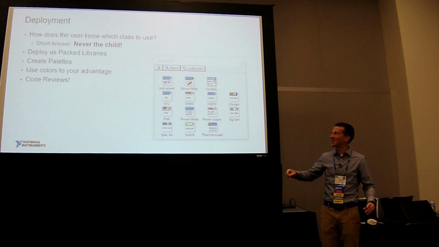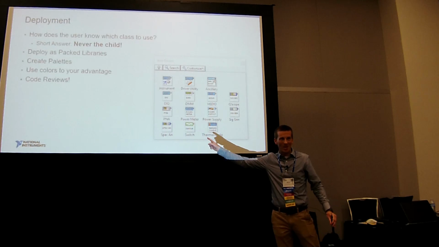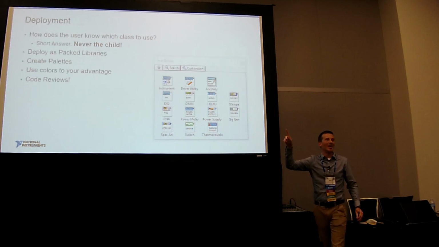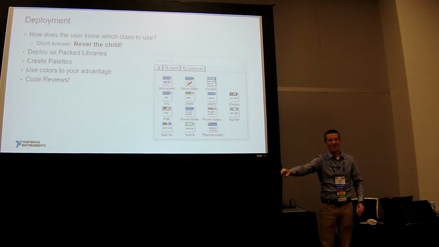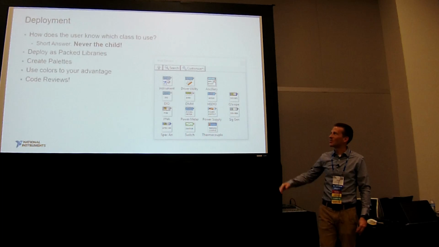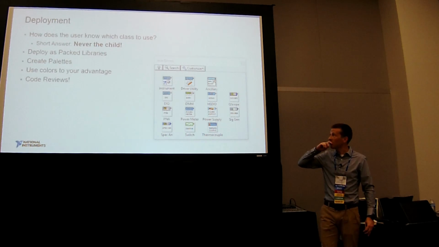So some tips there. The one at the bottom with the exclamation point is code reviews are super helpful for something like this, right? You need to be able to look at someone else's code and say, you're not using the right thing. So some tips on how you do that.